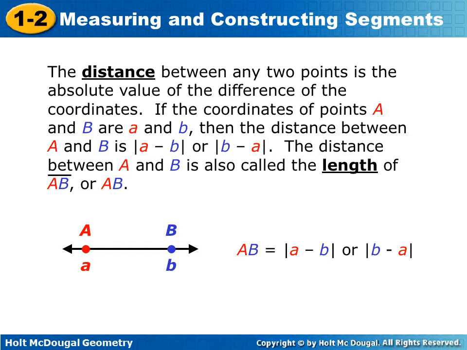So when we look at our line down here at the bottom, we have segment AB marked off, and AB is equal to the absolute value of a minus b, or the absolute value of b minus a.